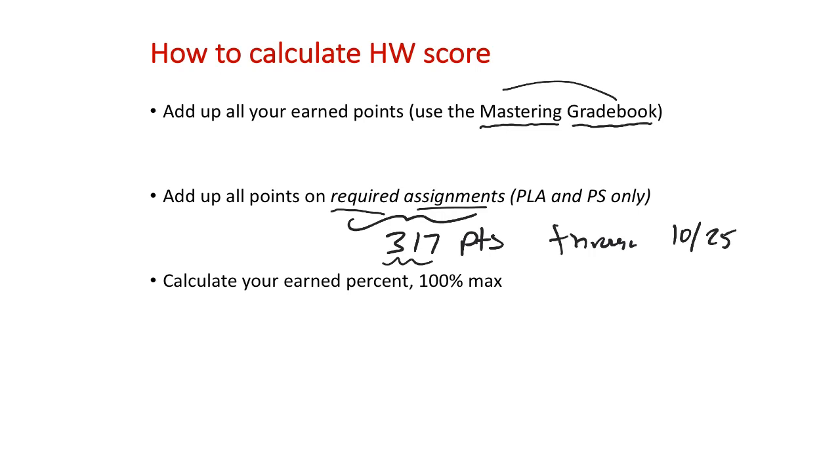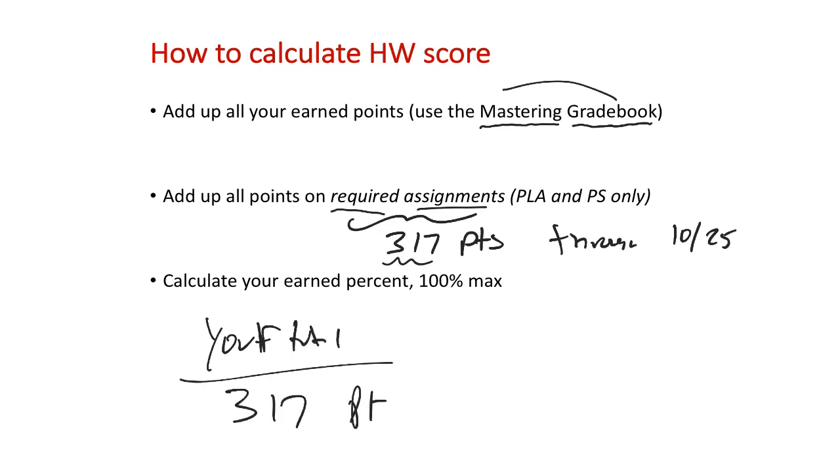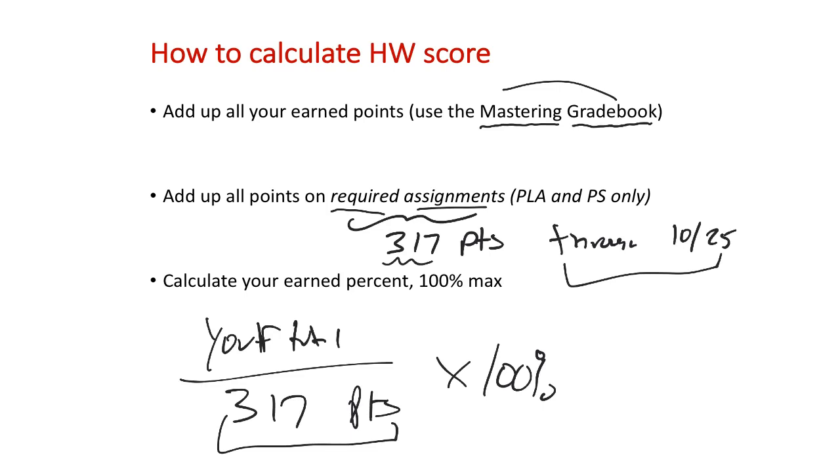So now take the total that you've earned. So take your total, divide by 317 points, and then times 100%. And then if you want to check this score later in the class, just go add the points that are required on pre-lectures and problem sets following tomorrow's pre-lecture assignment.